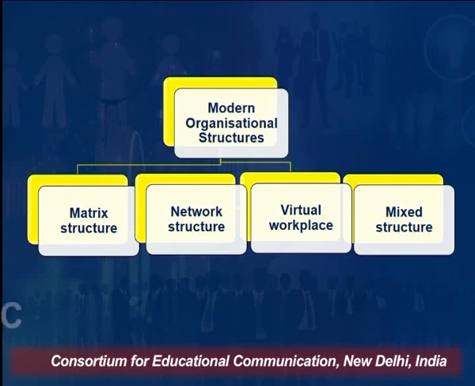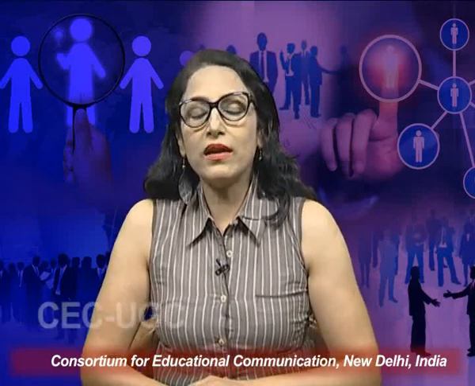Okay, so if I talk about the second category of business structure, which is the modern one. Nowadays businesses classify organizational structures on the basis of matrix, network, virtual and mixed structure. These are known as modern organizational structures. The matrix structure is very common nowadays, and most of the companies, especially companies dealing in technology, depend heavily on matrix structure. Okay, so the first one is matrix structure.